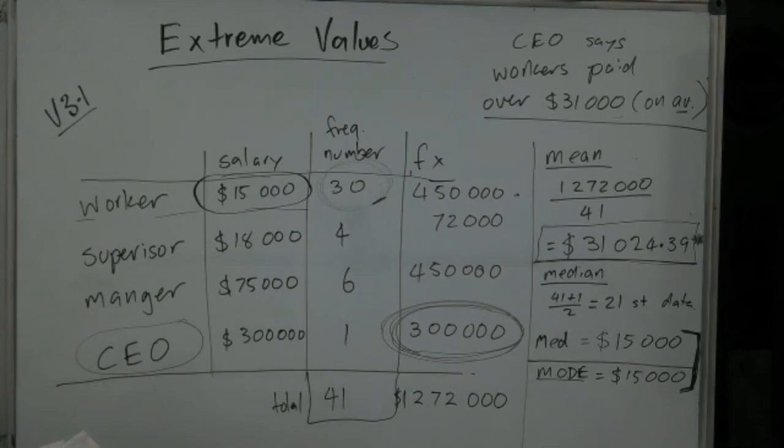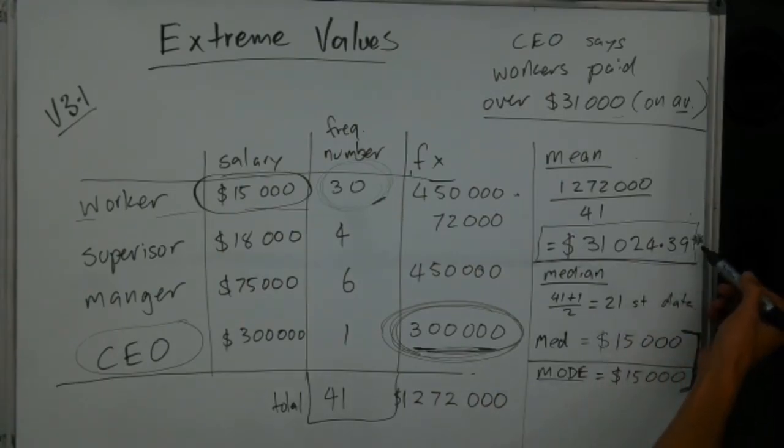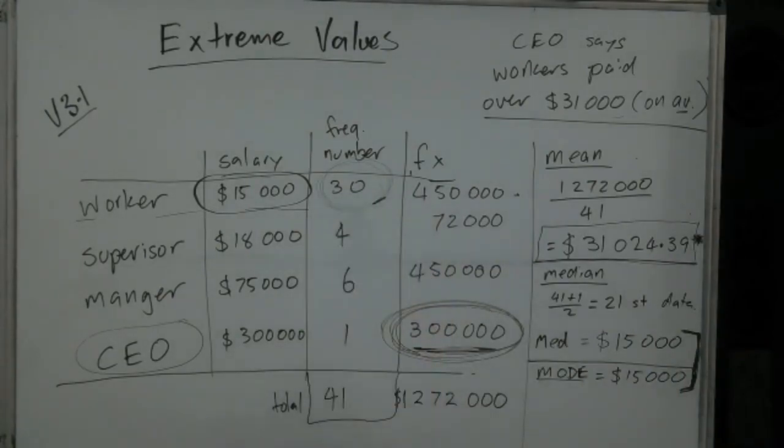So how could you support the machine operator's claim? Basically, you would say that by including the CEO's salary in the calculations, it's pushing this mean much higher than it actually is when we look at the majority of people working in the factory. Okay, I hope that makes sense.